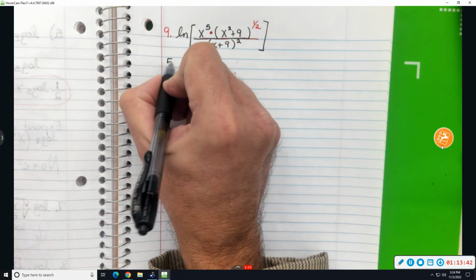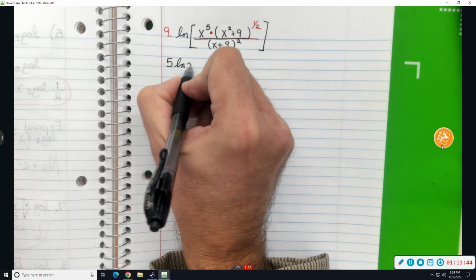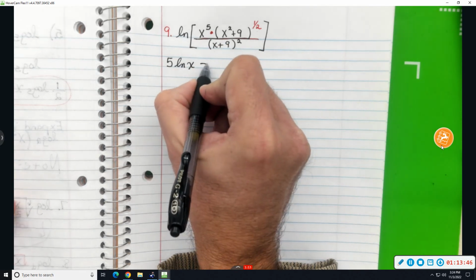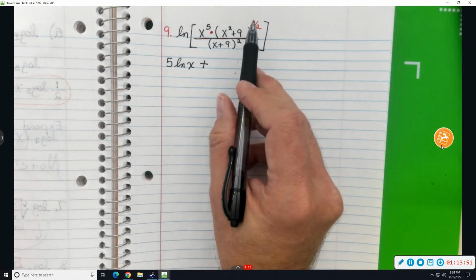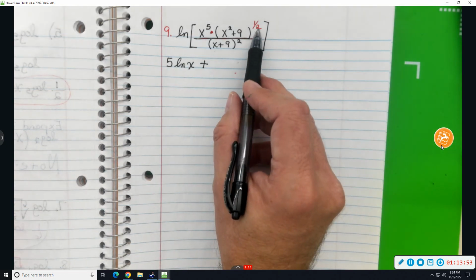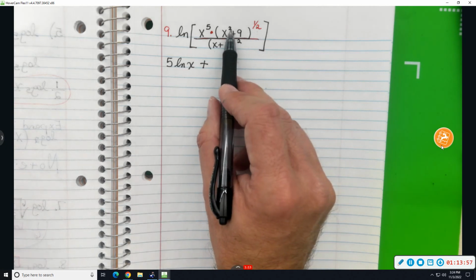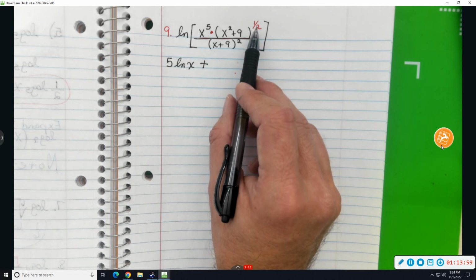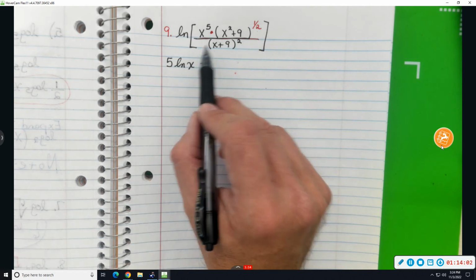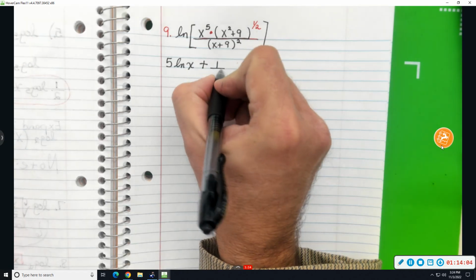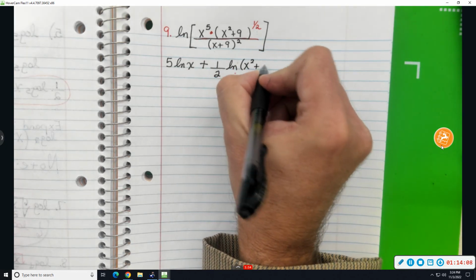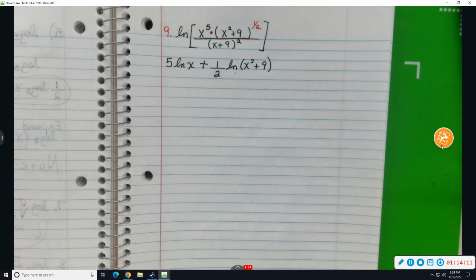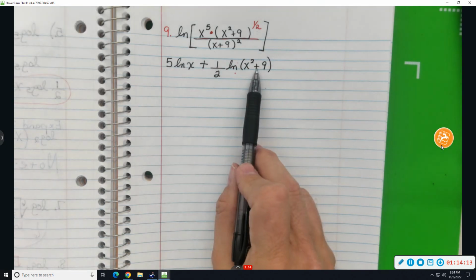It's 5 ln x, then a plus, because x squared plus 9 is on top, so the logarithm is preceded by a plus. There's an exponent here at the end. Sometimes students will say, well, what about that exponent? It's only the exponent at the end that you put in front of the letter L. So I'll put 1/2 ln x squared plus 9. That has to all stay together. You can't separate at addition or subtraction.